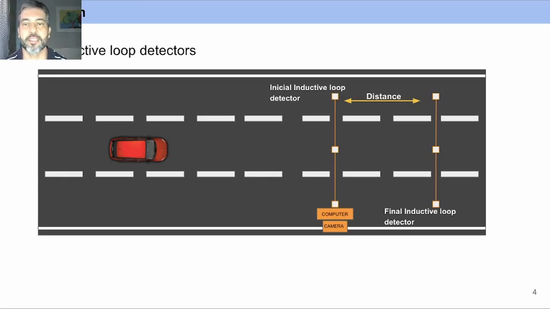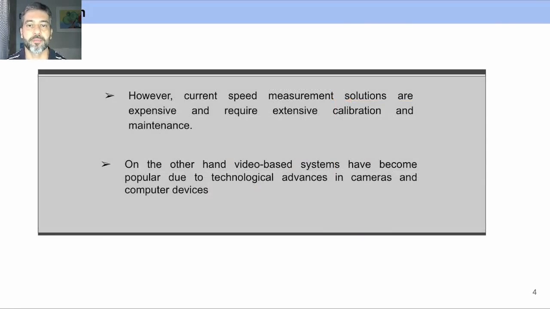Another type of device commonly used is the inductive loop detector. This device uses sensors installed on highways called inductive loops. When a vehicle with a metallic body passes through an inductive loop, it causes a disturbance in its magnetic field. This disturbance is processed by software that can detect the time that the vehicle has spent from one inductive loop to the other. Such sensors are usually expensive and require extensive calibration and maintenance, besides having complex installation requirements.